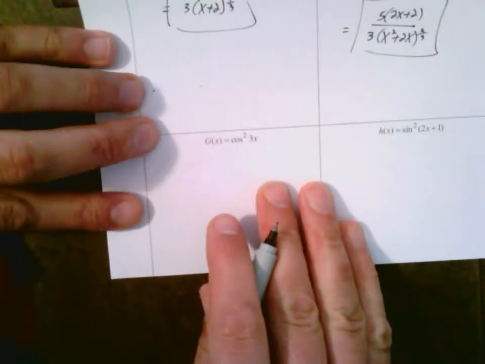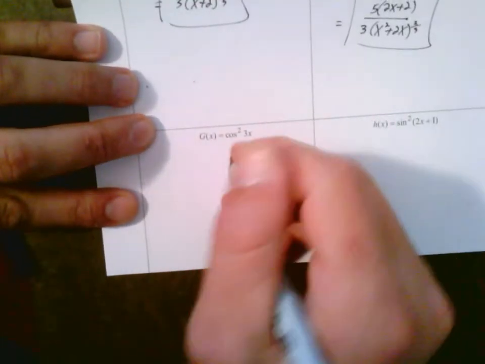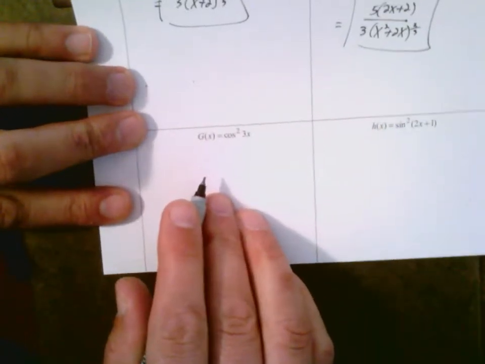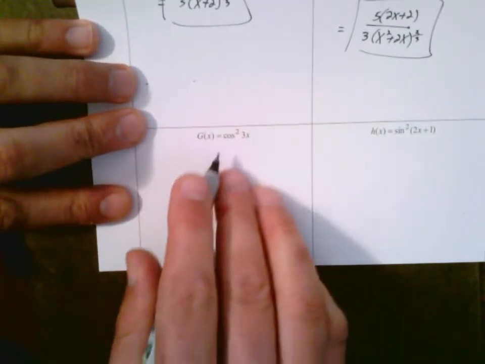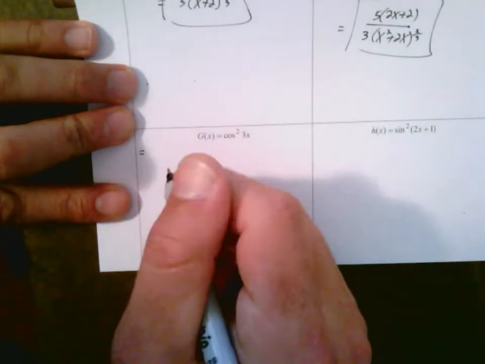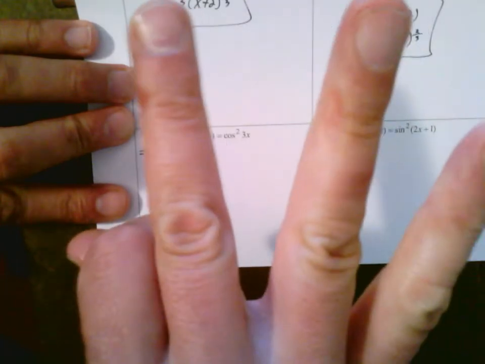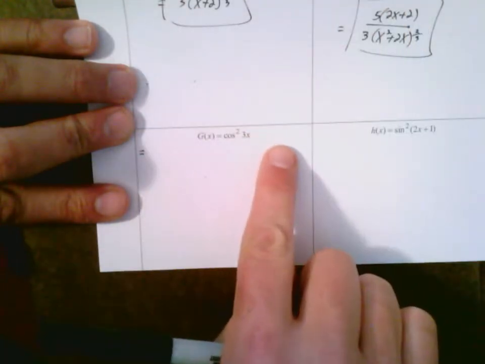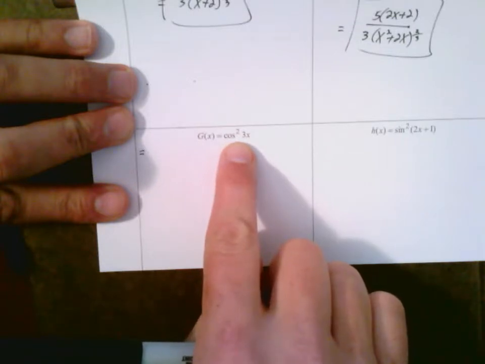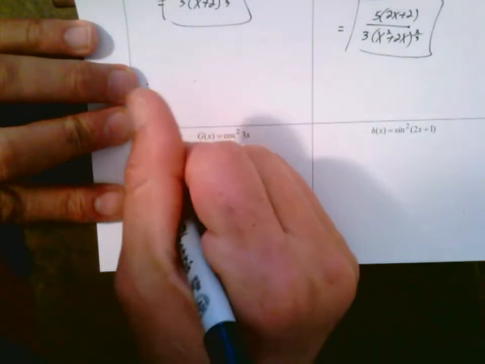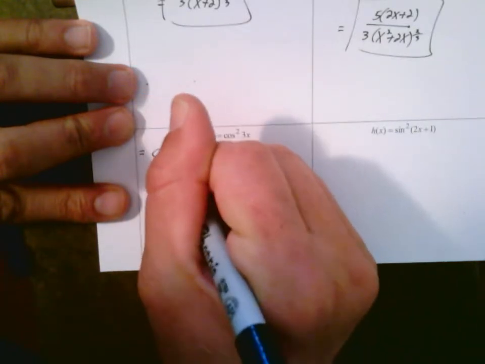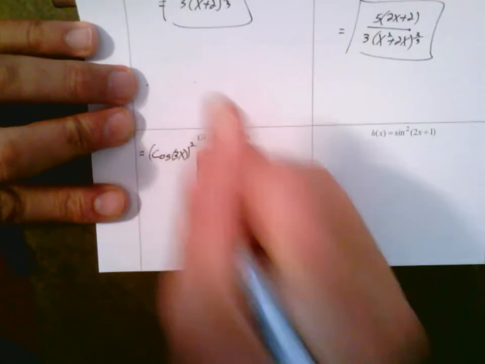Last example. Cosine squared of 3x. So this is kind of a double whammy. We've got the cosine and the 3x on the inside. We're actually going to have to use this rule 3 times in this problem. One for the squared cosine, one for the cosine in the middle, and then one for the 3x. So this is really cosine of 3x squared. So I write it like that.